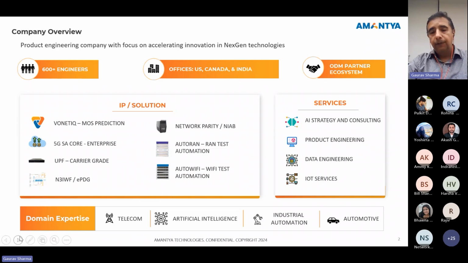Of course, in terms of services, we do a lot of AI strategy and consulting at this point of time. We are into product engineering, data engineering, analytics, and AI in the IoT space as well, right?